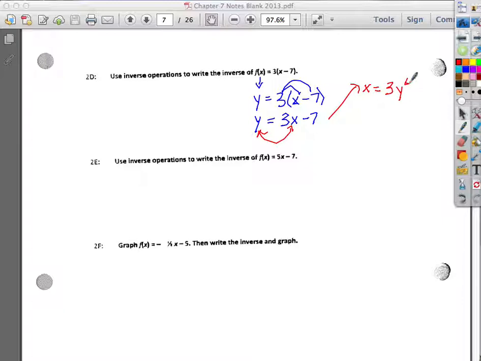I'm going to put a y prime, that's a horrible prime, just to indicate that I've changed that. So I'm now working with the inverse. And now I'm going to resolve. So in this case, I would end up adding the 7.